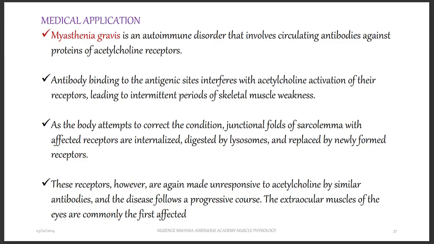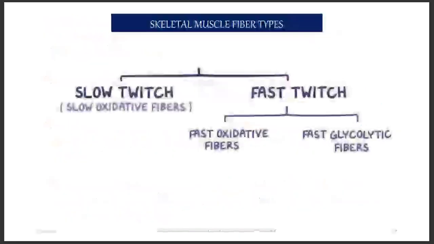Okay. So we've already talked about myasthenia gravis. There are different types of skeletal muscles. We've got slow twitch and fast twitch. The slow twitch ones are also known as slow oxidative fibers. The fast twitch, you are going to have the fast oxidative and fast glycolytic.